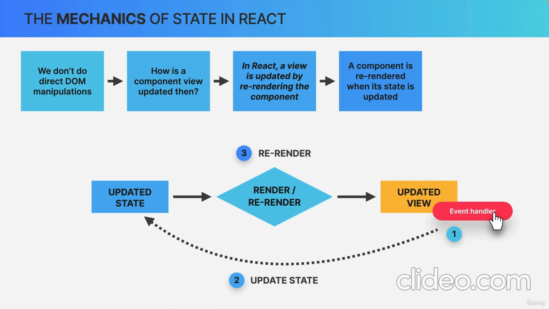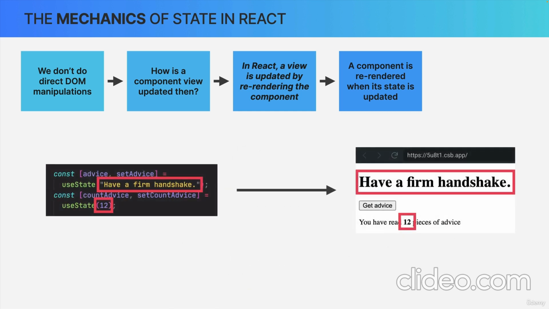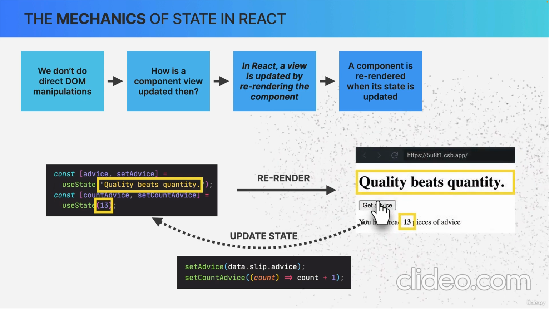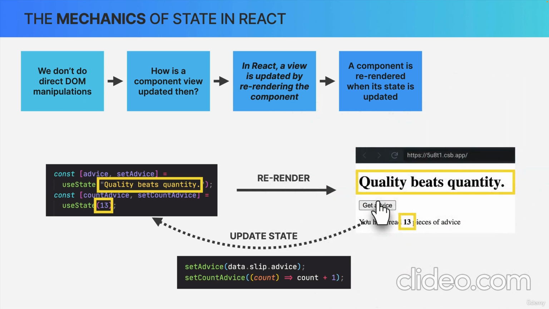Or as a more real example, we can look at the simple advice app that we built in the first lecture of the course. So in that application, each time we click the Get Advice button, a new piece of advice is fetched from the API. Then, when that data arrives, we store the data in the advice state variable. So we update the advice state. So let's imagine that the new advice is quality beats quantity. React will notice this state change and re-render the component. So it will remove the old one and display a new updated component view on the screen.